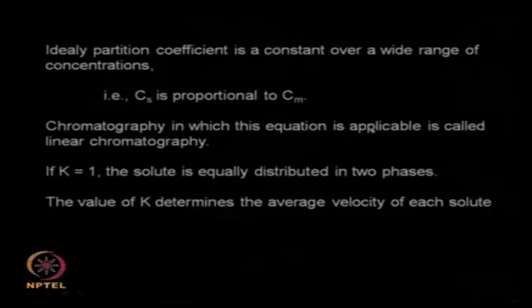And if Cs is directly proportional to Cm, of course we call it the linear chromatography, and if K is equal to 1, that means the solute is equally distributed between the mobile and the stationary phase. So the value of K determines the speed at which the protein travels from the inlet to the outlet. So if the K is very large, the protein is slowed down or retarded by the stationary phase, so it travels very slowly. If the protein wants to travel faster, then the partition coefficient has to be smaller.